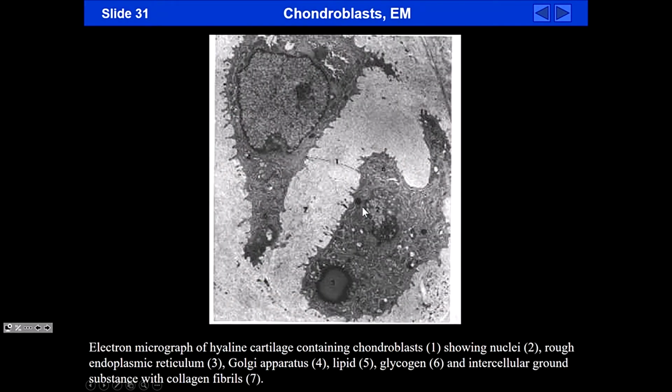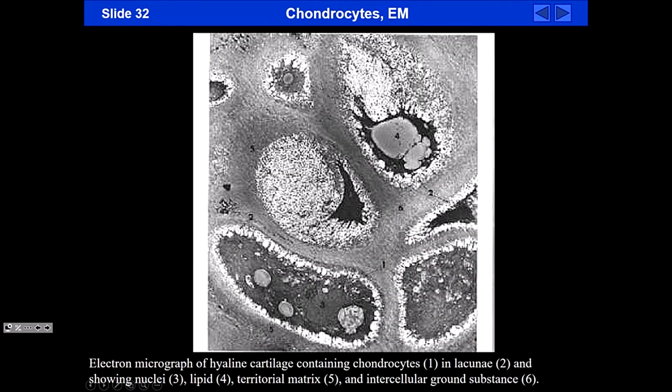Okay, electron micrographs of chondroblasts. Why is this a chondroblast and not a chondrocyte? Because there's no territorial matrix, there's no annulus, there's no ring around the cytoplasm. It's very uniform between adjacent cells. So this is a newer formed cell, a chondroblast. As opposed to a chondrocyte, now we can see a distinct ring around this cell, here and here.